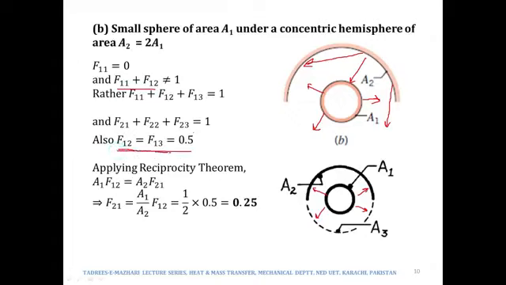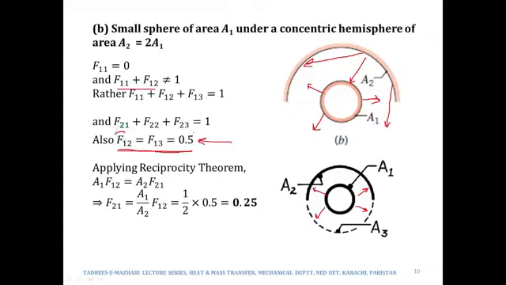By symmetry you can write that f12 is equal to f13. Is it true? Because you can see that half of the radiation leaving 1 will be incident upon the upper hemisphere and half of the radiation leaving 1 would be incident upon the lower hemisphere. So we have used the symmetry rule as well over here, right?